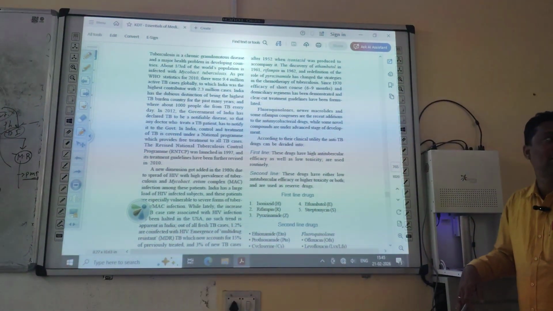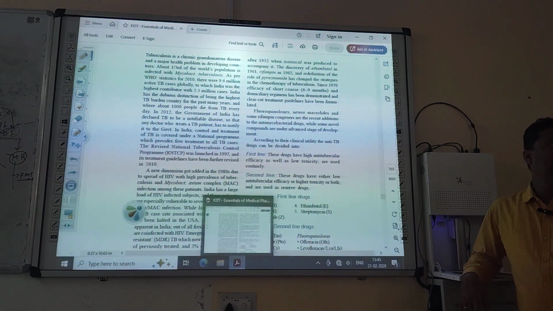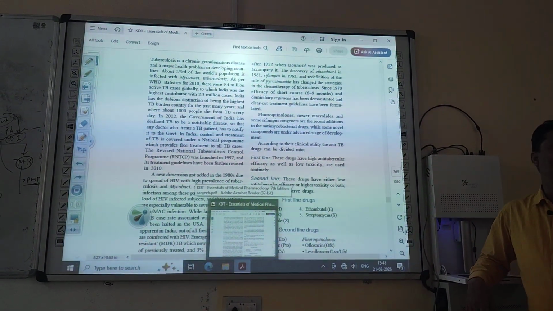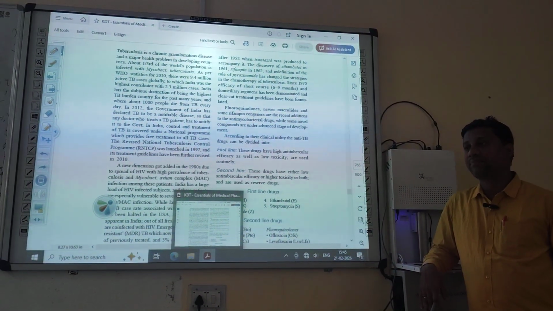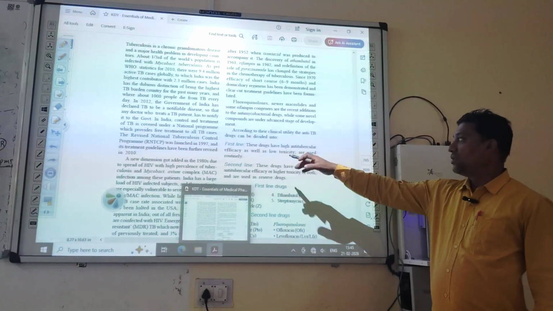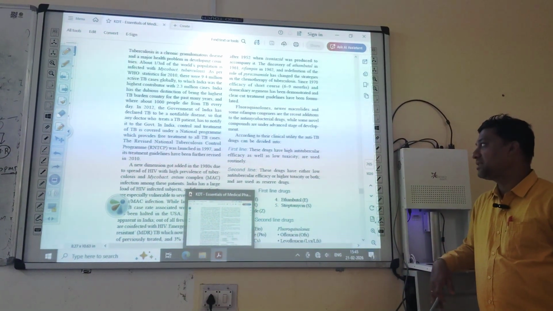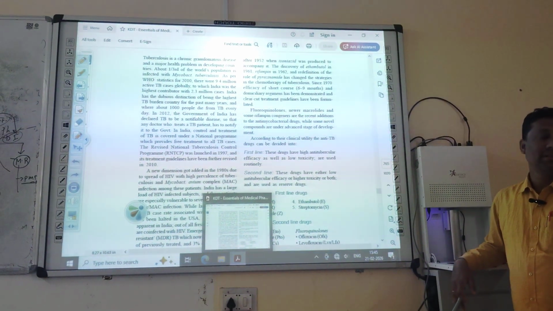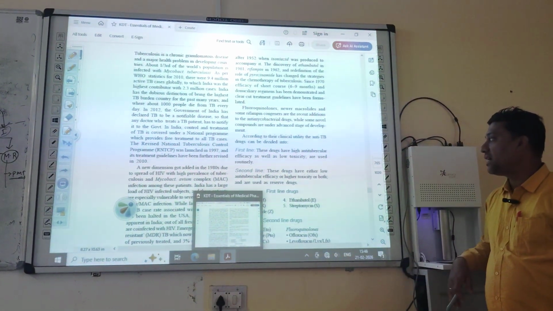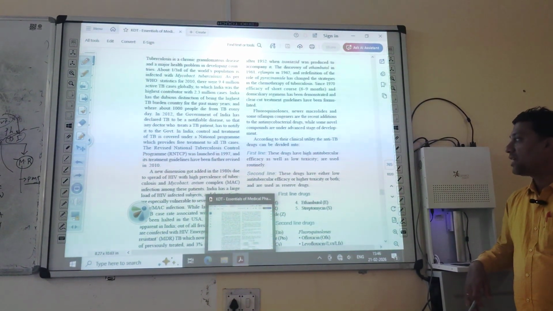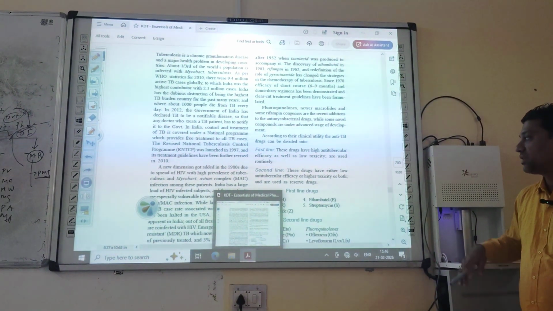First-line drugs are always administered by the physician first. If there is any problem with a first-line drug, then the second-line drugs are selected. What is the meaning of first-line? These drugs have high anti-tubercular efficacy as well as low toxicity. That means it is more beneficial. Then second line, these drugs have either low anti-tubercular efficacy or high toxicity or both.